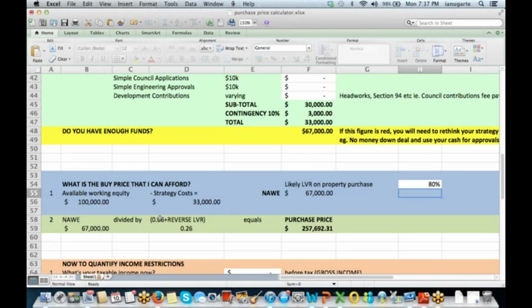I'll have enough for my costs, which is 6% of the purchase price. So that 6% caters for stamp duty, for my legal costs, for my trust setup, any other mortgage costs that come along, right? And then I still have $33,000 put to the side to do the strategy I can do on the deal. Now, you can see that I can afford $257,692. If I buy over that price, I'm going to run out of money. If I buy below it, well, I'm going to be okay.